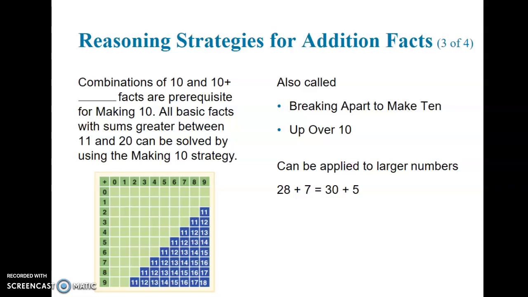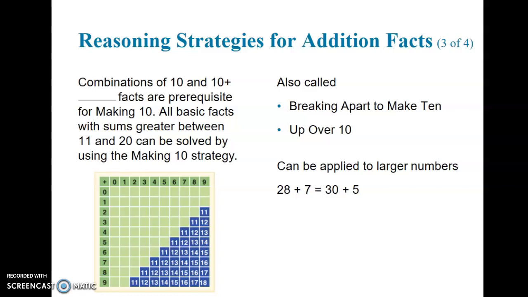One of the most important strategies for students to know is the combinations that equal 10. It is a foundational fact from which students can derive many facts. How many more to equal 10? If you have 6, how many more to equal 10?